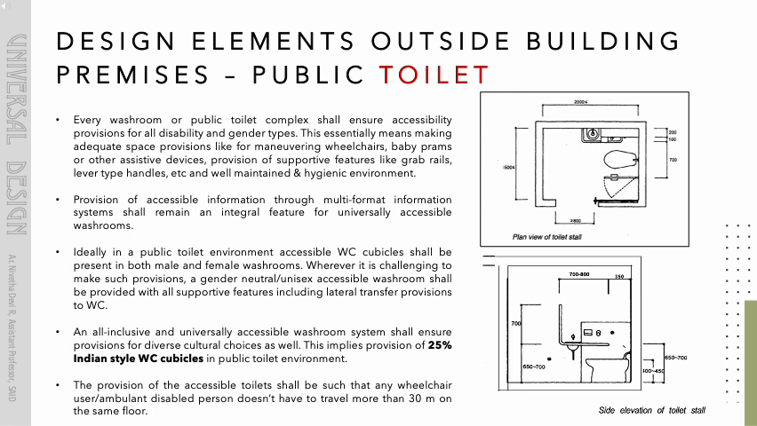Provision of accessible information through multi-format information systems shall remain an integral feature for universally accessible washrooms. An all-inclusive and universally accessible washroom system shall ensure provisions for diverse cultural choices as well. This implies provision of 25% Indian-style WC cubicles in public toilet environment. The provision of the accessible toilets shall be such that any wheelchair user/ambulant disabled person doesn't have to travel more than 30 meters on the same floor.